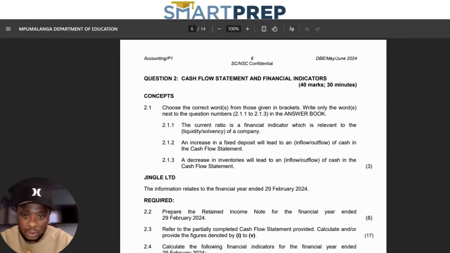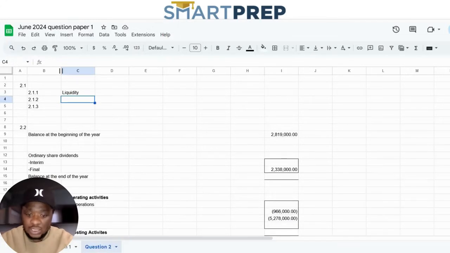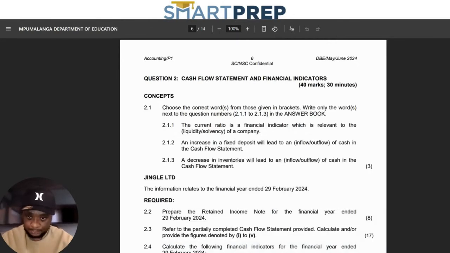Let's look at the next question. An increase in a fixed deposit will lead to an inflow or outflow of cash in the cash flow statement. Now, if you increase your fixed deposit, that means that you take money from your bank and then you go and put it in an investment. So that would be money coming out. So in that case, we would say that that is an outflow. So if you are increasing your fixed deposit, it means you're taking out more money from your business and putting it towards some financial investment.